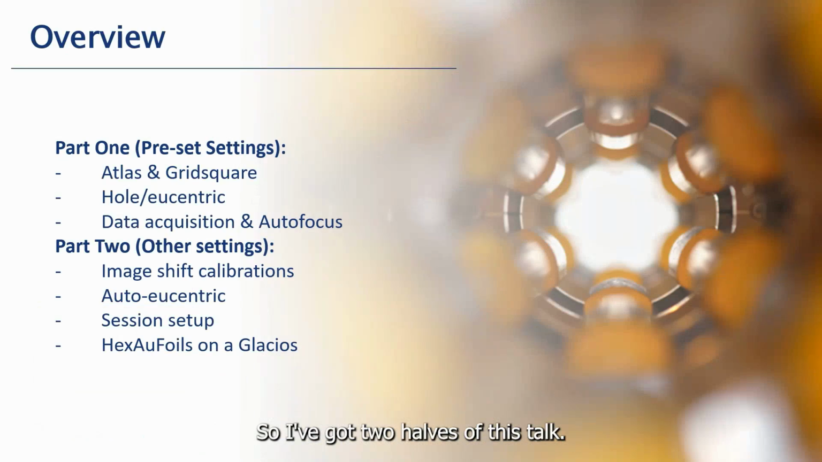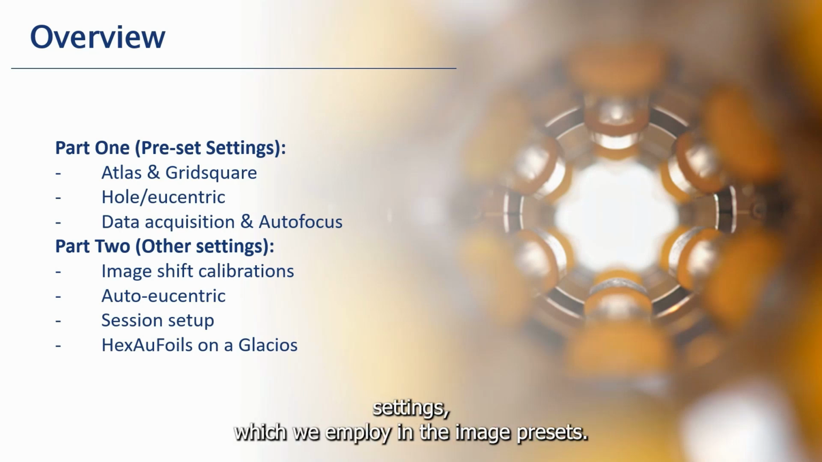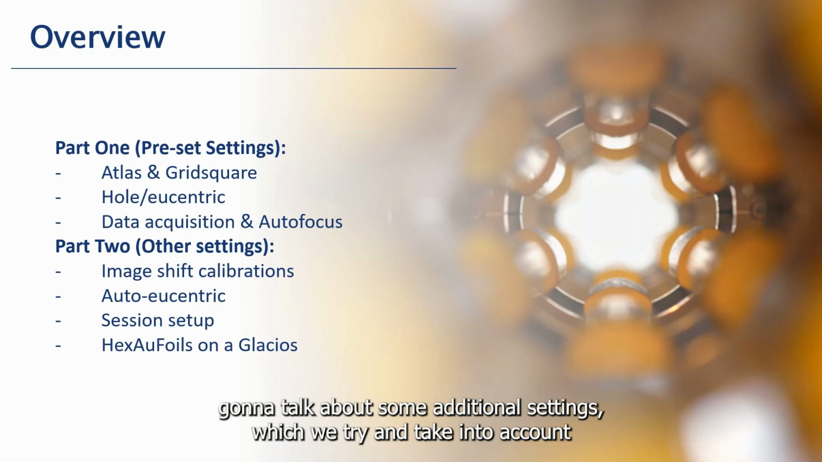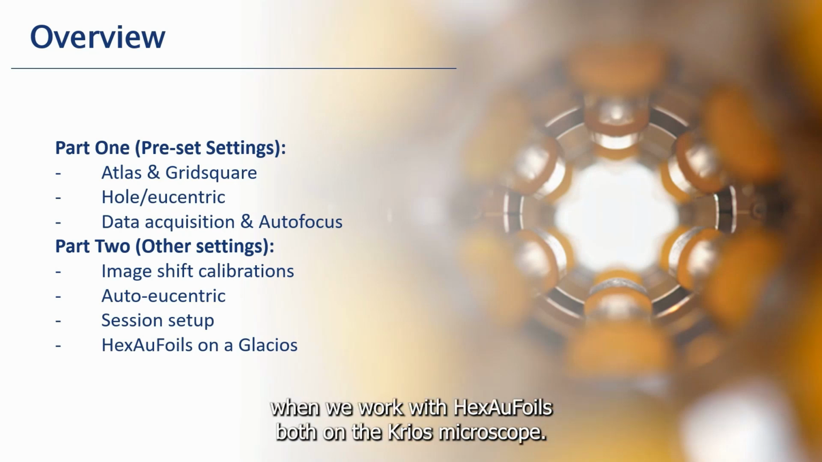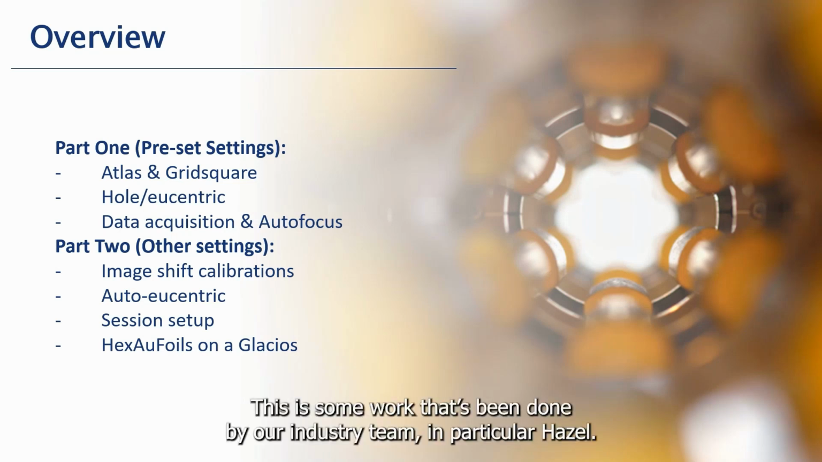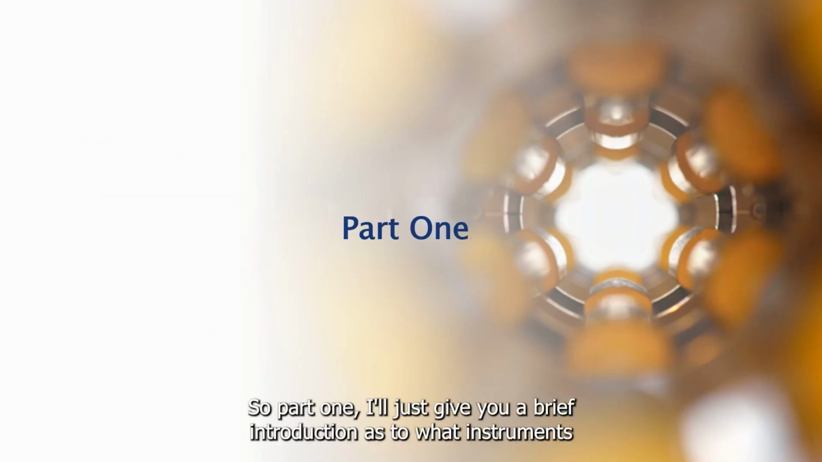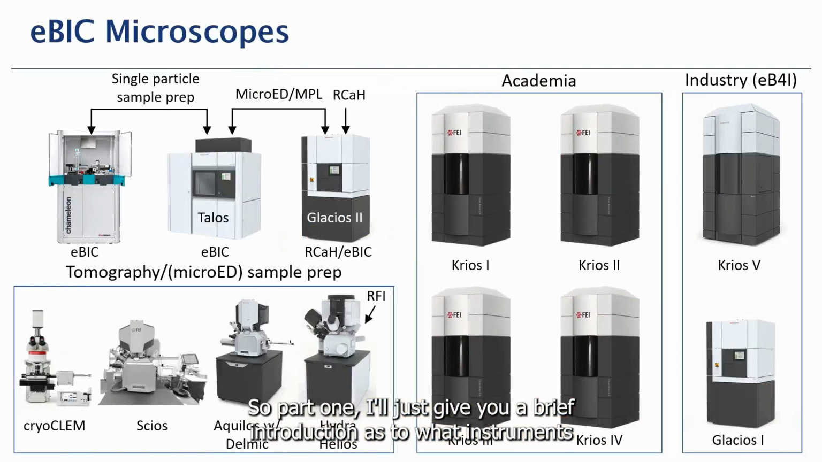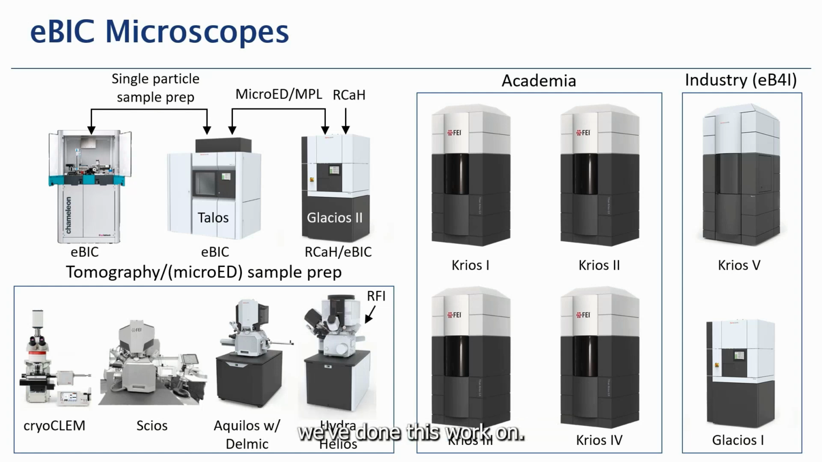So I've got two halves to this talk. Part one, I'm just going to go through the basic settings which we employ in the image presets. And then in the second half, I'm going to talk about some additional settings which we try and take into account when we work with HexAuFoils, both on the Krios microscope, but also on our 200 kV Glacios microscopes. And this is some work that's been done by our industry team, in particular Hazel. So, part one. I'll just give you a brief introduction to what instruments we've done this work on.